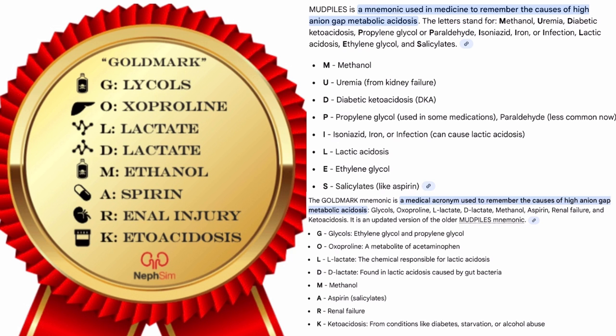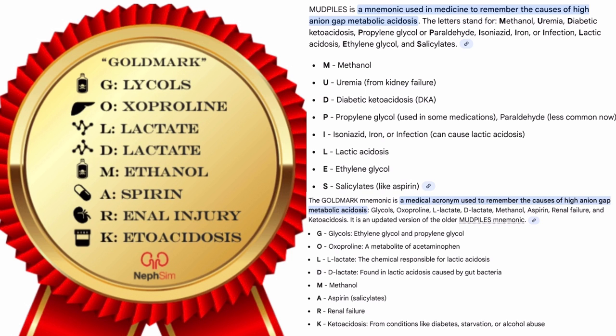which is more relevant in the current situation because it incorporates the major causes of metabolic acidosis which we encounter these days, whereas MUDPILES has been used for ages and it was relevant previously but is less relevant nowadays because it contains some of the compounds which are less commonly seen nowadays. So now the standard is to use GOLDMARK as a mnemonic for high anion gap metabolic acidosis. So let's briefly go through what GOLDMARK is.